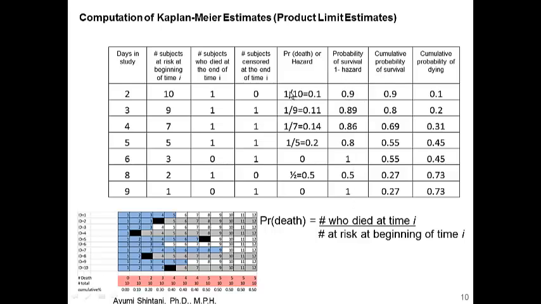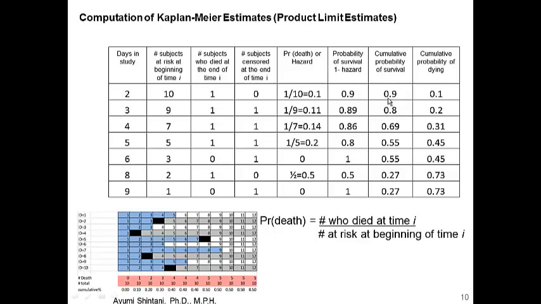Okay, so for day 2 you have a hazard of dying, which is 1 over 10, or 10%. So the probability of survival at day 2 is 90%. And the cumulative probability of survival would be the same for the first row. So this is 90%. Okay, and the second time point, which is day 3, and the cumulative probability of survival. Okay, in order to survive by the end of day 3, a person has to survive to the end of day 2.